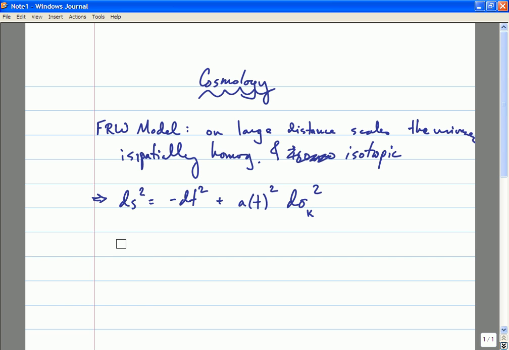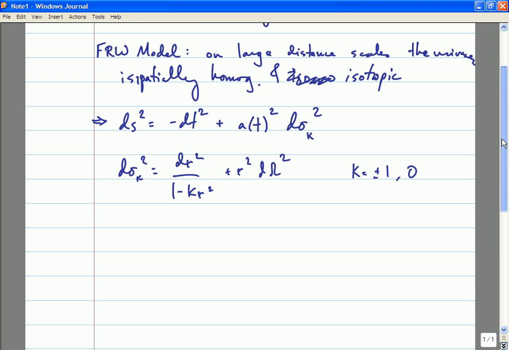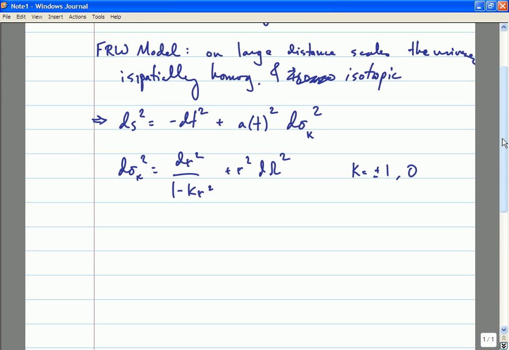So first let me write down the metric on the spatial slice. It's dr squared over 1 minus kr squared plus r squared d omega squared, where d omega squared is the usual metric on the two-dimensional sphere, d theta squared plus sine squared theta d phi squared. And k is either plus or minus 1 or 0. So k labels the three different types of spatially homogeneous and isotropic geometries. So for example, if k is equal to 0, then the spatial slices are flat.